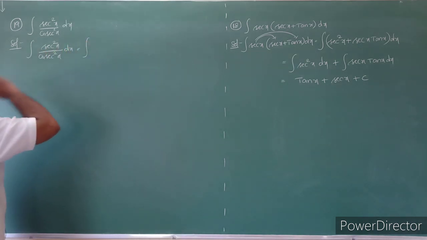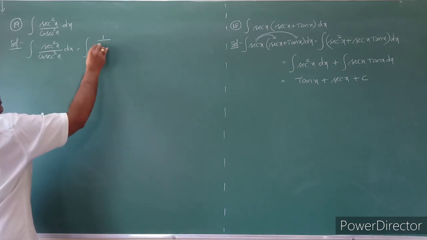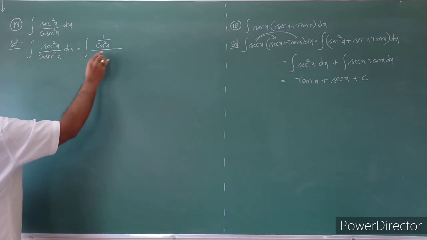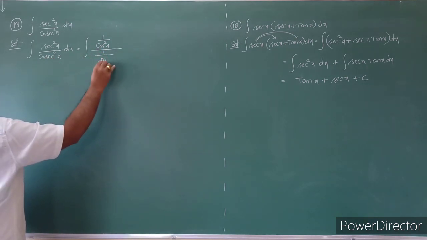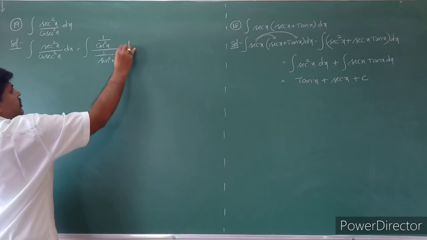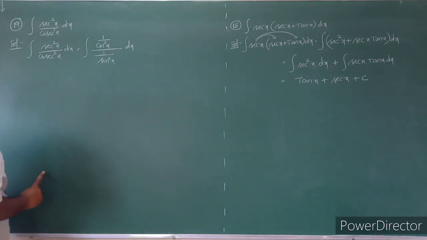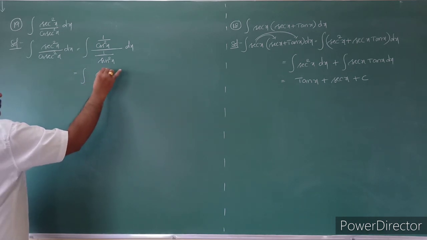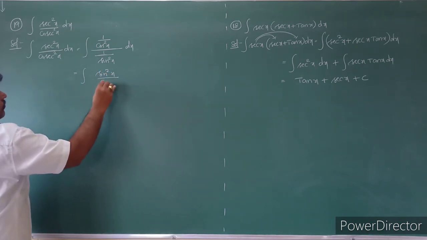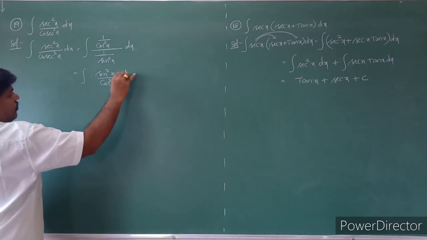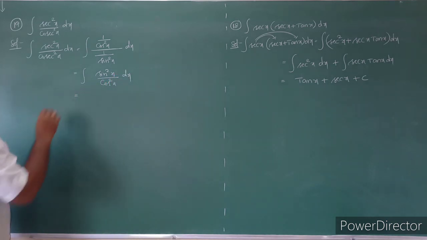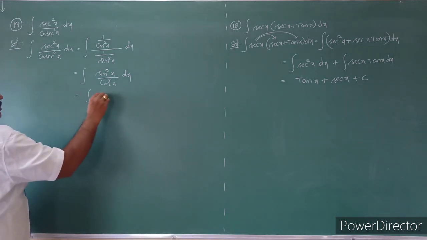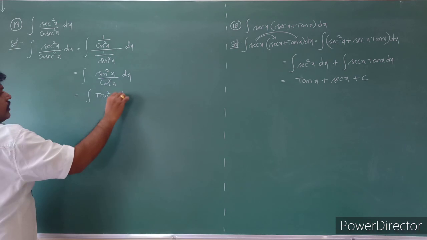So that is equal to integral of secant square is nothing but 1 by cos square x by, what is the cosecant? 1 by sin square x into dx. So this is equal to, how can you write this? This is nothing but sin square x by cos square x into dx. That is equal to integral of tan square x into dx.